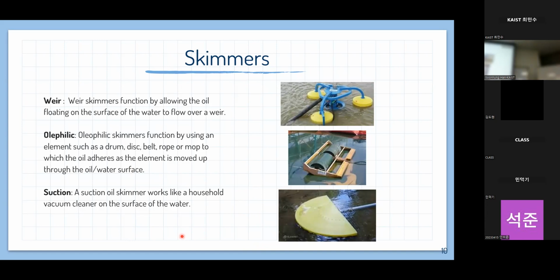A suction oil skimmer works like a household vacuum cleaner on the surface of the water. Booms and skimmers are often used together, and they are easy to deploy. However, they have the disadvantage of requiring a calm water surface.